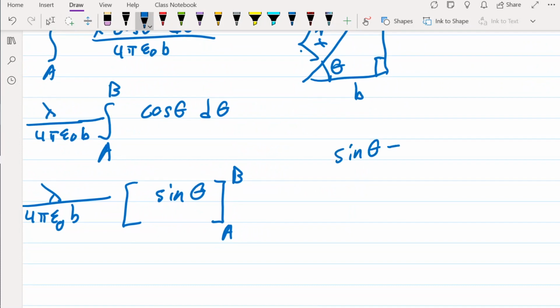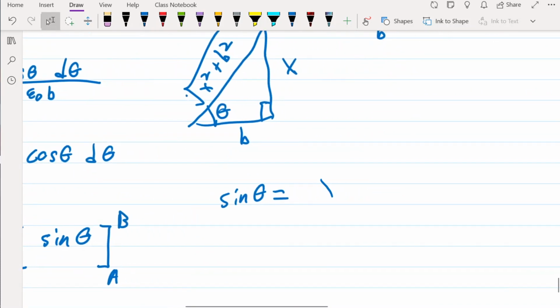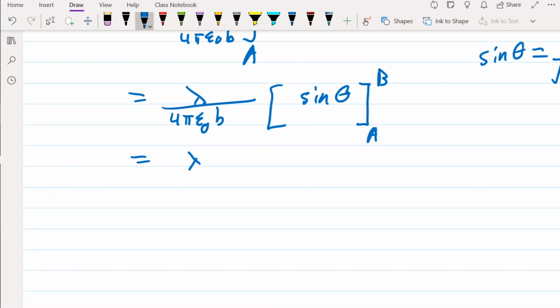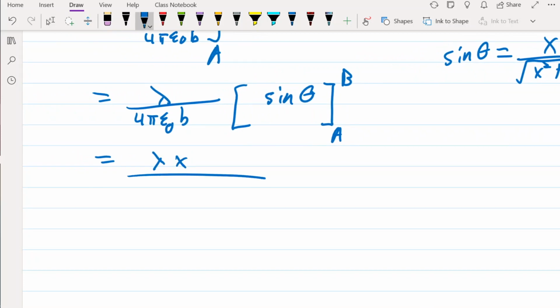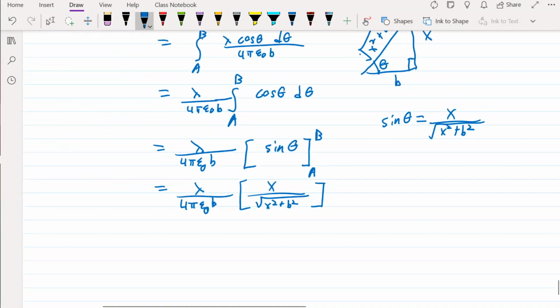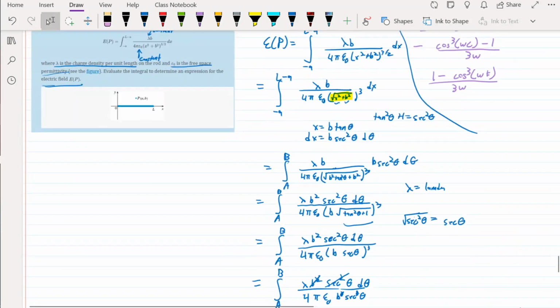Now instead we need sine theta. So sine theta is going to be opposite over hypotenuse, which is going to be equal to x over the square root of x squared plus b squared. So we're going to get lambda times x, all that over. Actually, no, we don't need that yet, my bad. We'd have to distribute that, which would be too much of a pain to deal with right now. So we're going to have to evaluate this. So we'll have to evaluate x over square root of x squared plus b squared. And then let's figure out what we're evaluating it from again. So it's going to be from negative a to L minus a.